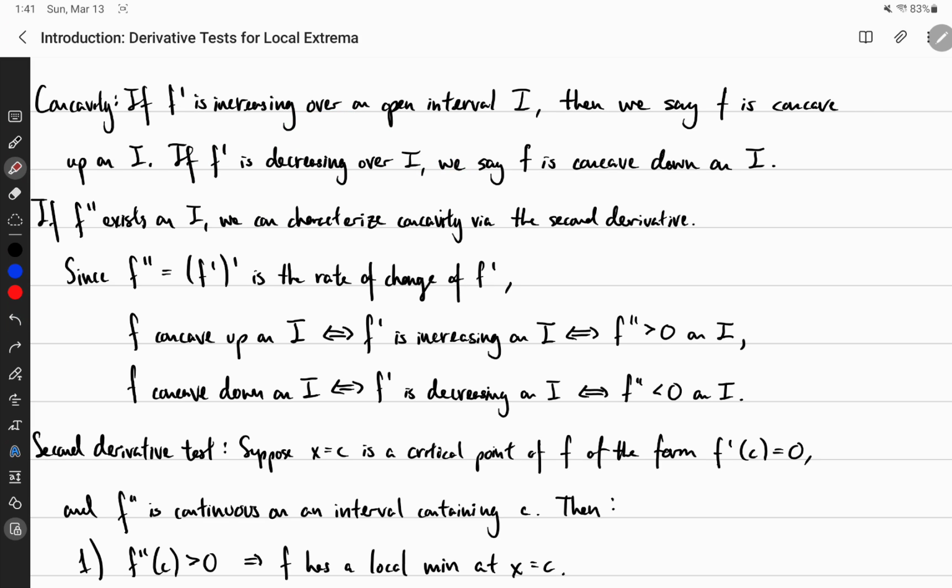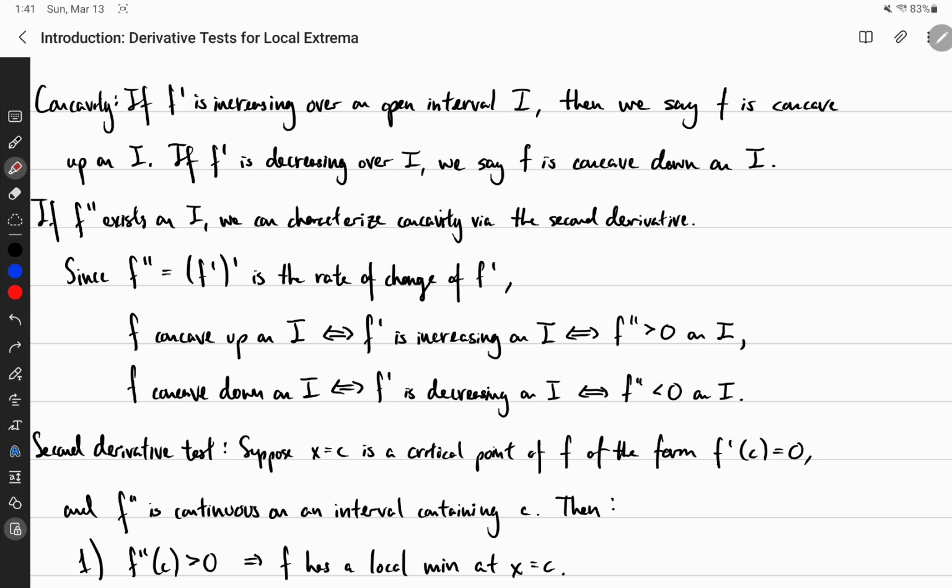And the idea here is this is really easy to characterize using the second derivative. In particular, this is true because the second derivative is just the derivative of the derivative. In other words, it's the rate of change of f prime. So saying that f is concave up on your interval is the same by definition as saying that f prime is increasing on your interval, which is the same then as saying that the second derivative, which is the rate of change of f prime, is positive. Similarly, if f is concave down, by definition that means that the derivative is decreasing on I, which means that f double prime, the rate of change of the derivative, is negative on your interval.